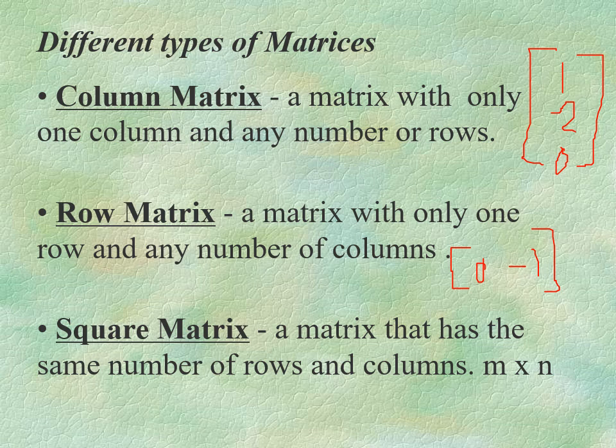A square matrix: if the number of rows equals the number of columns, it is called a square matrix, a matrix that has the same number of rows and columns. So m, which indicates the number of rows, times n, which indicates the number of columns, will be 2 by 2 or 3 by 3 and so on.